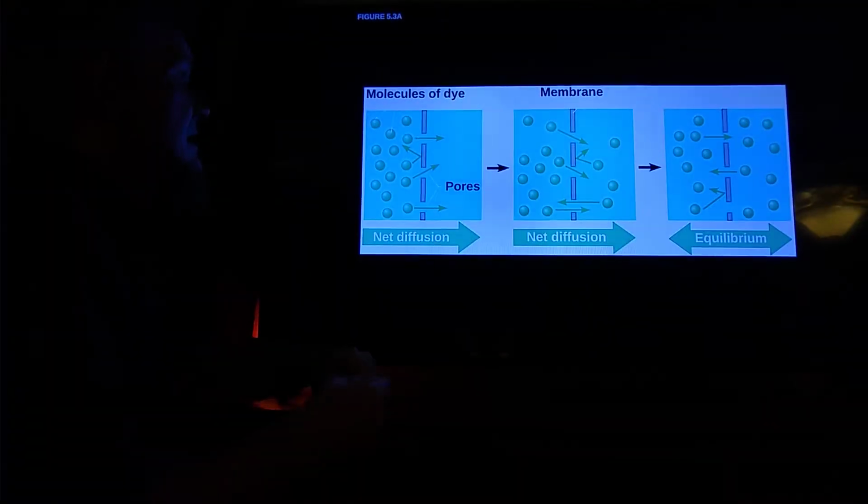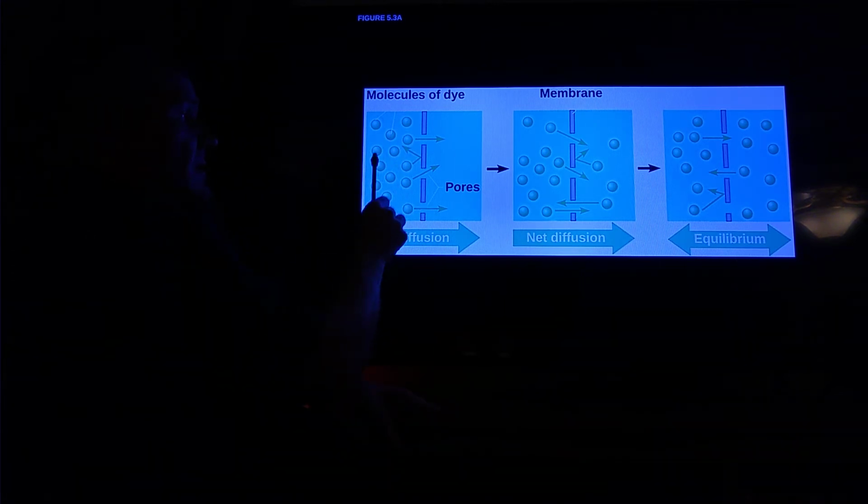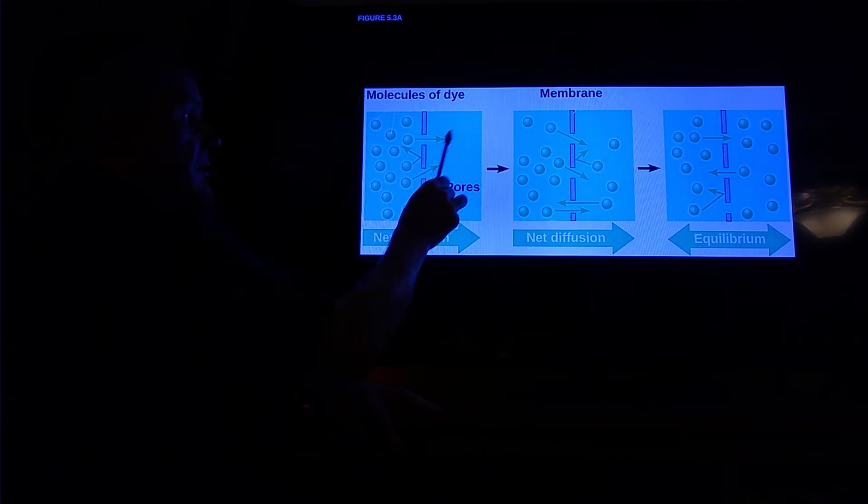Here we see three images that show the movement of particles. I have my area of high concentration right here, my area of low concentration.